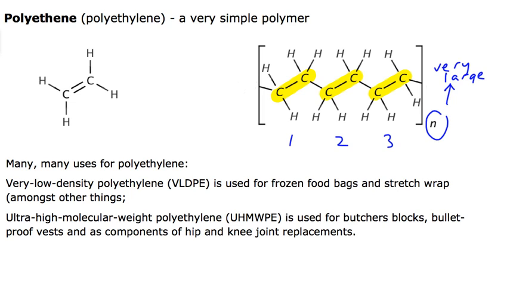Right up to ultra high molecular weight polyethylene, and this is really solid stuff. Butcher's blocks or those white cutting boards you've seen, that's this high molecular weight polyethylene. Bulletproof vests have this material in them, so it's really strong. Components of hip and knee joint replacements. These things are lasting for many, many years inside the human body now, so this is quite a durable polymer. Very different to saran wrap, but in essence made from the same starting material, from the ethene.